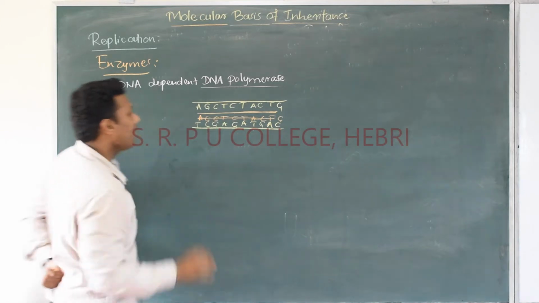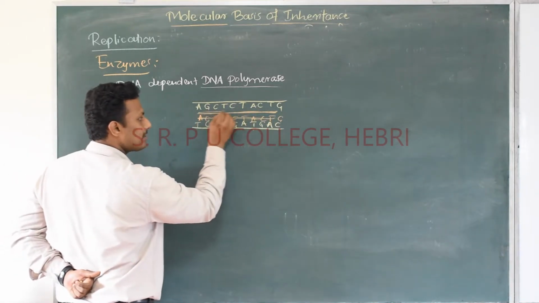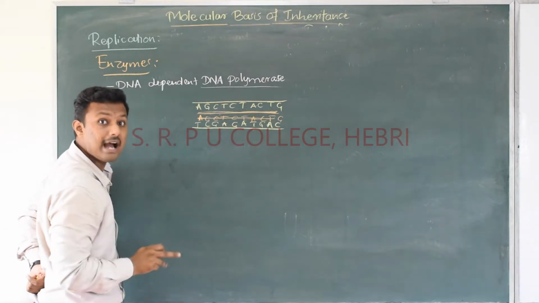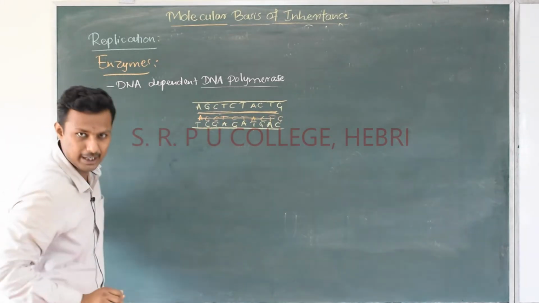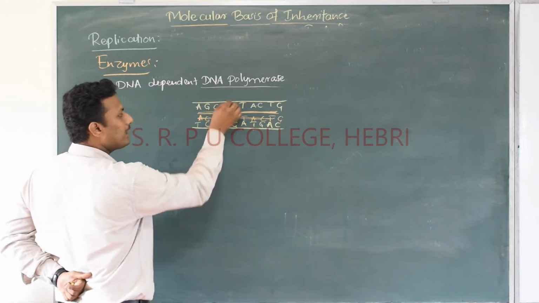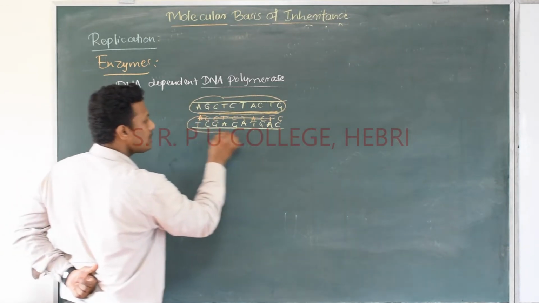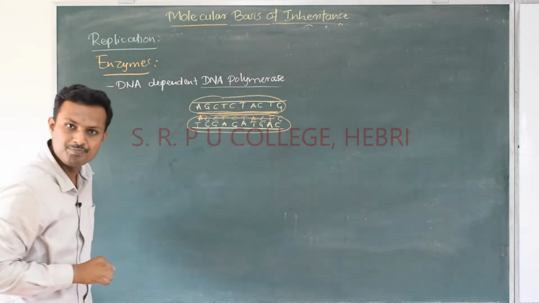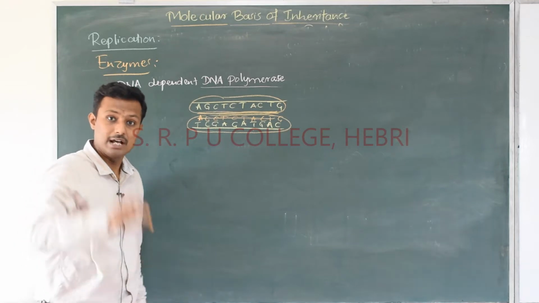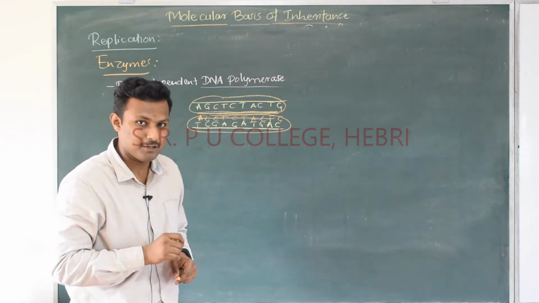Yes or no? So what comes here? This sequence, the sequence of this new strand will be exactly like that of this parent strand, right? So these two are complementary, these two are complementary. This will form one new DNA molecule. So this is how replication occurs, and this completely is based upon what? Complementarity base pairing, yes or no?